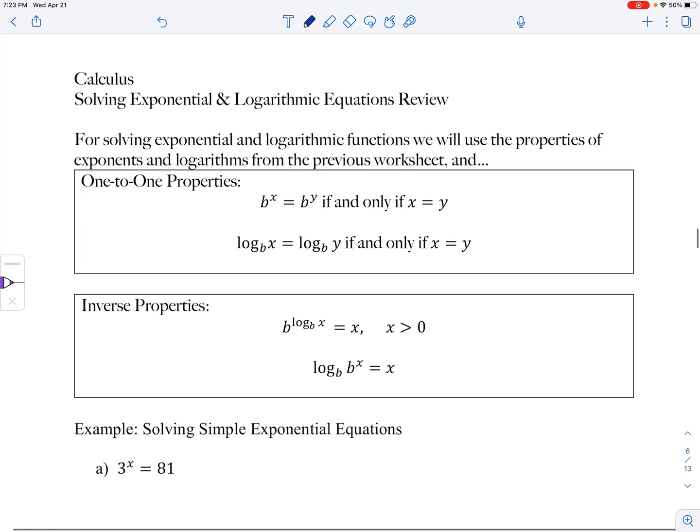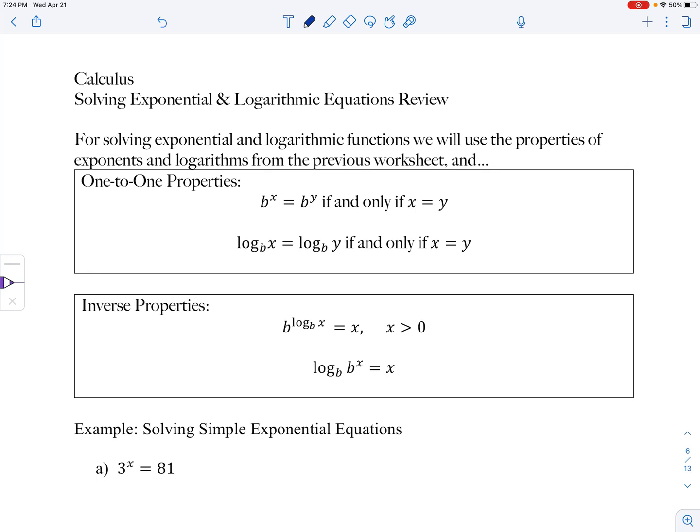Okay, before we get to reviewing solving equations, I did want to point out a couple helpful properties. So there's the one-to-one property, which is pretty straightforward. It says if you have b to the x equal to b to the y, that means that x and y, the exponents, have to be equal to each other. Or if you have log base b of x equals log base b of y, that also means that x and y have to be equal to each other.